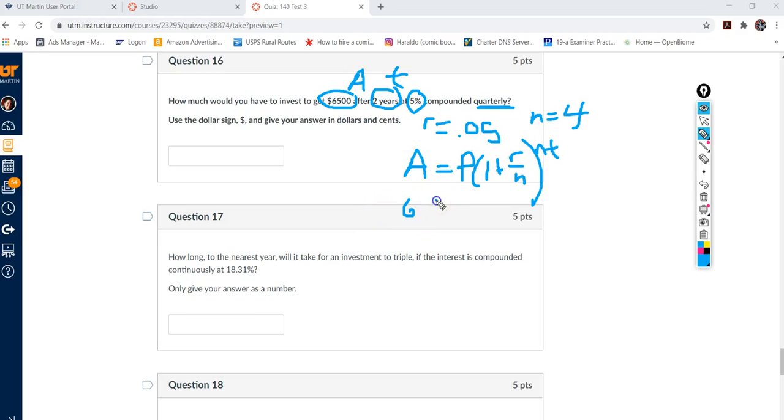So we have 6500 is equal to P times (1 plus R over N) all to the power of N times T. Okay, so I need to solve this for P. How much would you have to invest? You're supposed to find P.